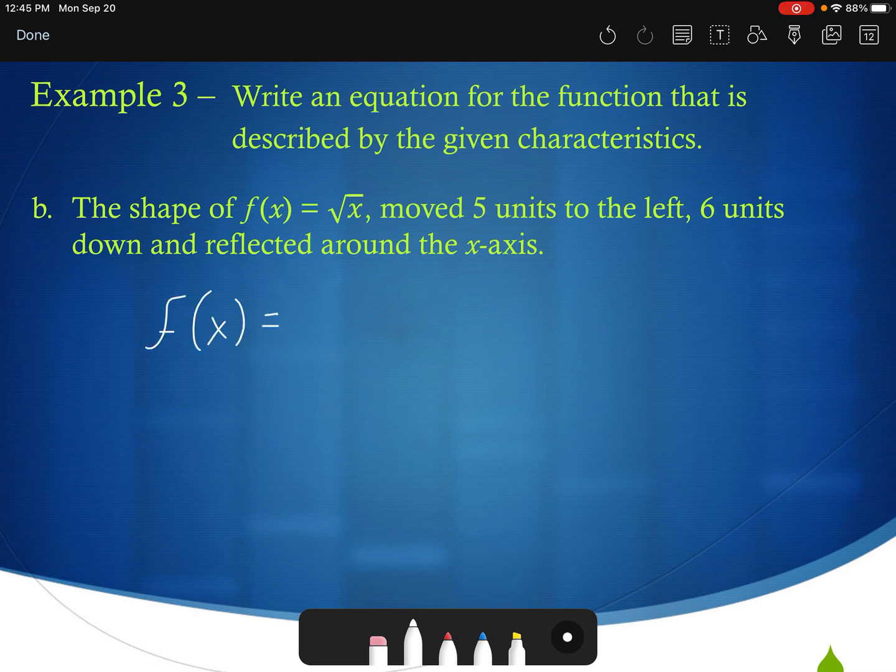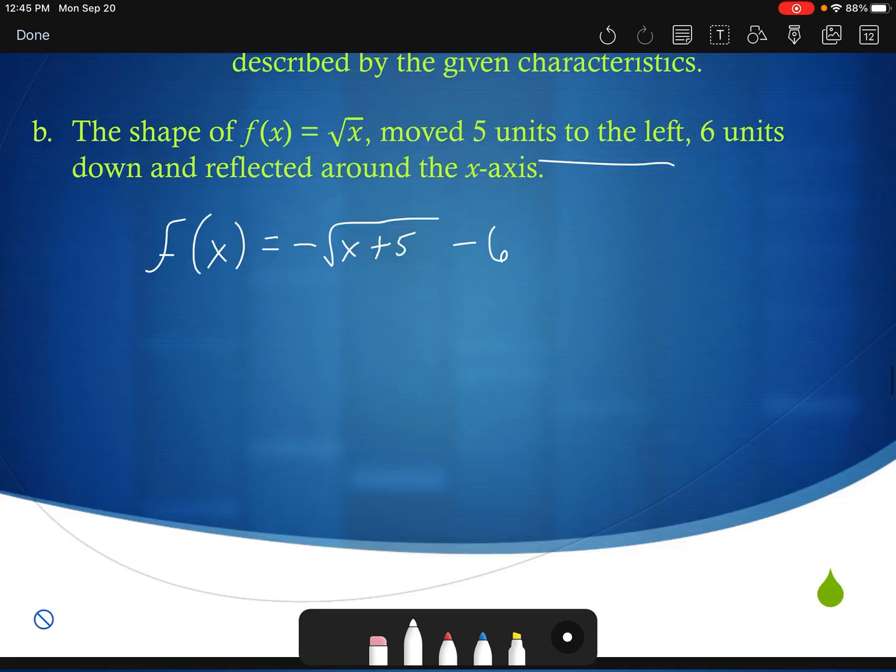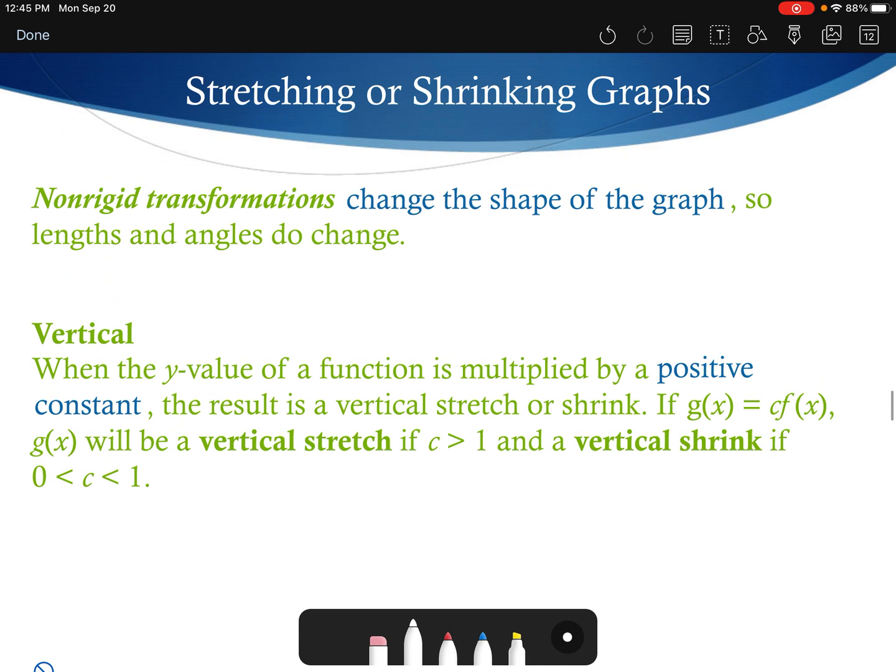Okay, the next one is a radical function. So we're going to move it, okay, around the x-axis again. So it's going to be negative square root of x, let's see, 5 units left means plus 5. And then down 6 would be minus 6. But we only negate the function, not the minus 6. All right, now this is where we get the vertical stretch or shrinking or horizontal stretch or shrinking.